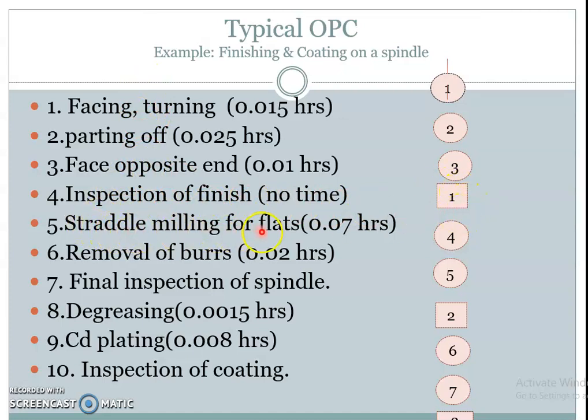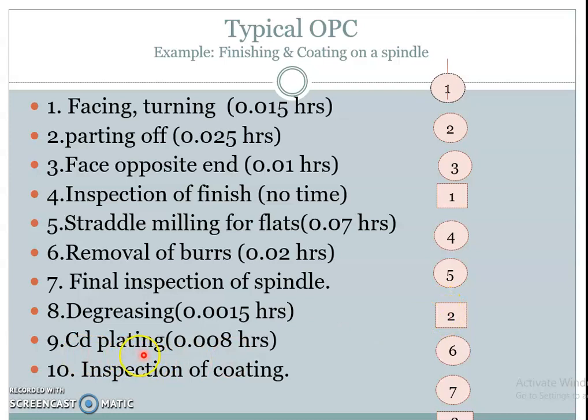Then straddle milling for flats. We have to obtain the flat surface. This is an operation, the fourth operation, so the number given for the circle is 4. Then removal of burrs. This is again one of the operations, so the next circle is numbered 5. Then final inspection of the spindle. That means this is an inspection activity, so a rectangle is put there, and this is the second inspection in the process. This rectangle is given the number 2.